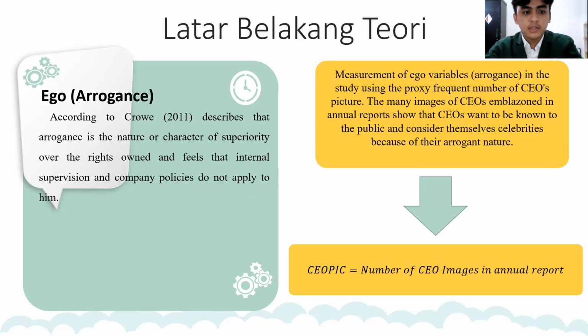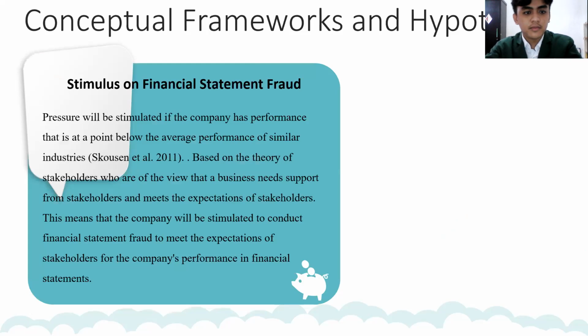And last but not least, ego. Ego is described as arrogance, the nature of character of superiority over the right own, and feeling that internal supervision and company policies do not apply to him. To measure ego variable, I'm using frequent number of CEO's picture.